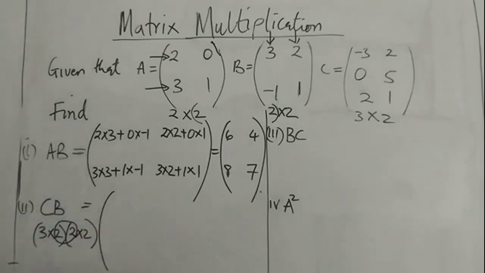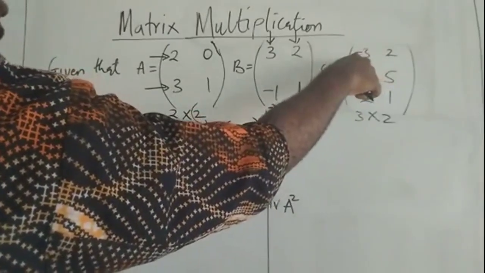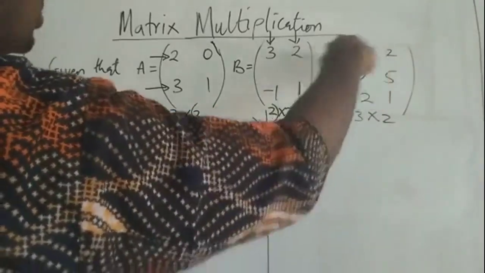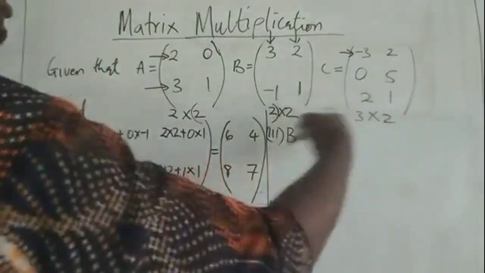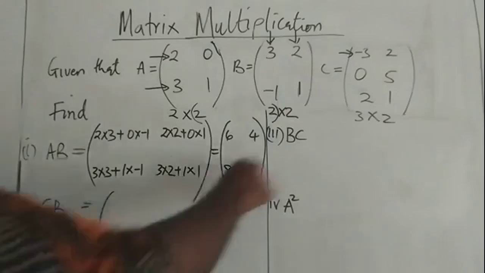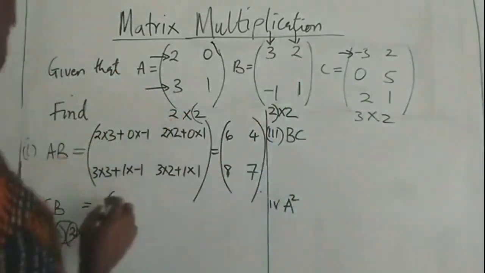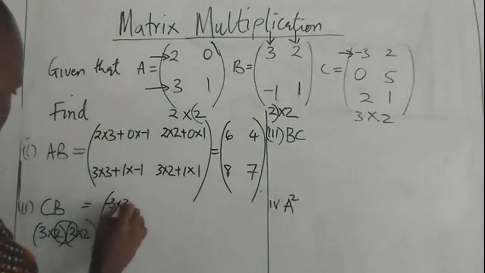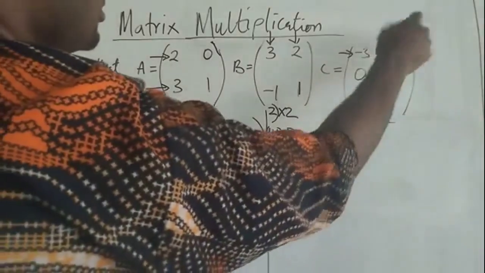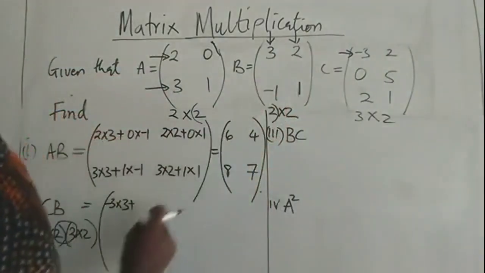We'll now have minus 3. This one that is multiplying, the first matrix will be going row-wise, while this one will be going column-wise, which is the second one. Minus 3 times 3 plus 2 times minus 1.